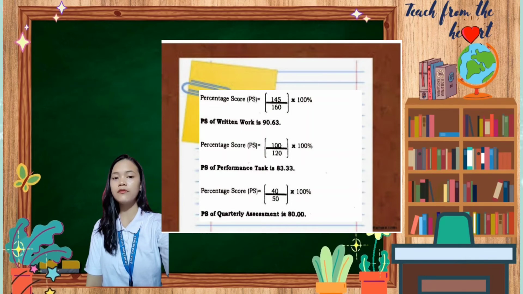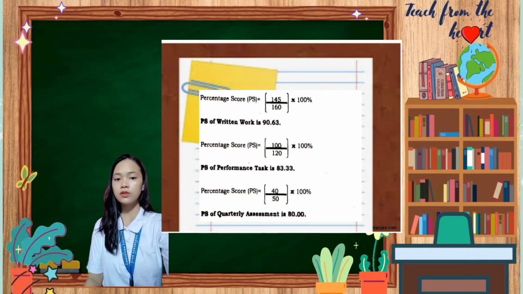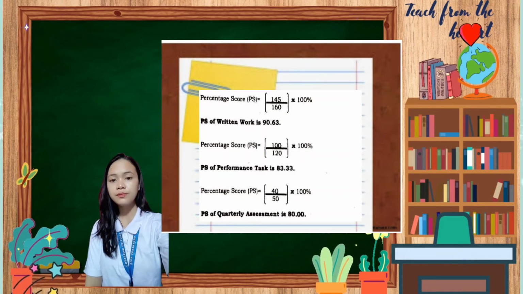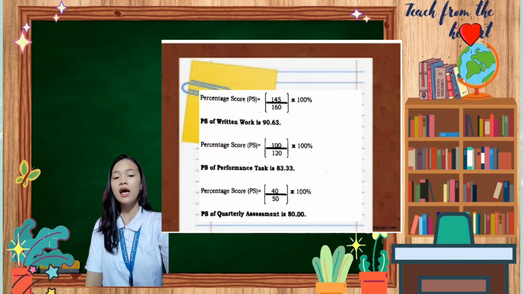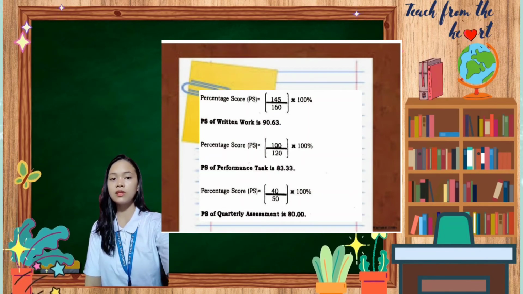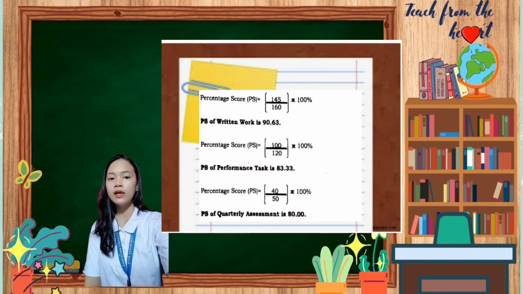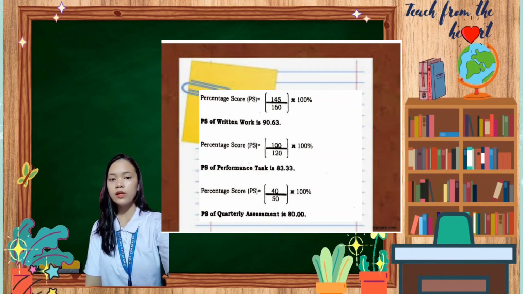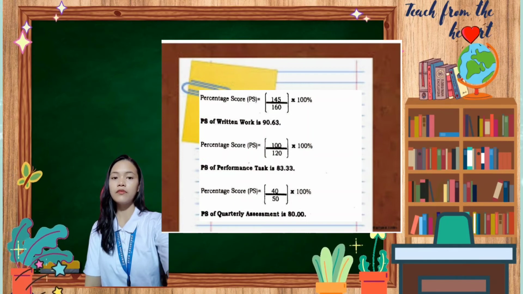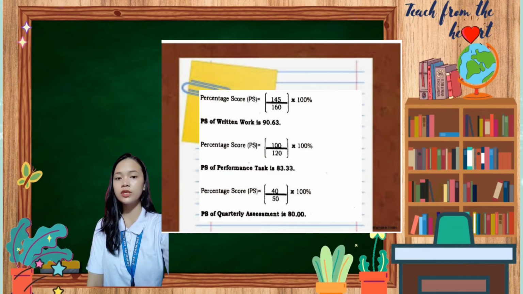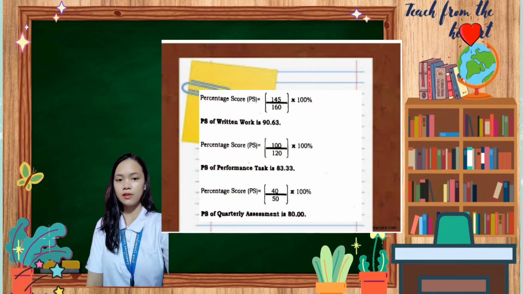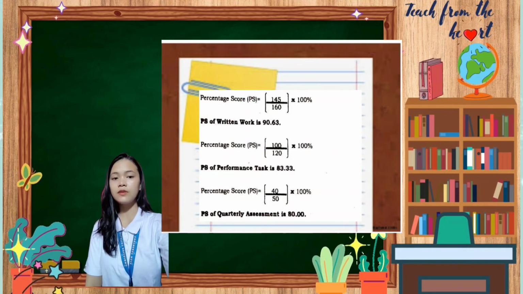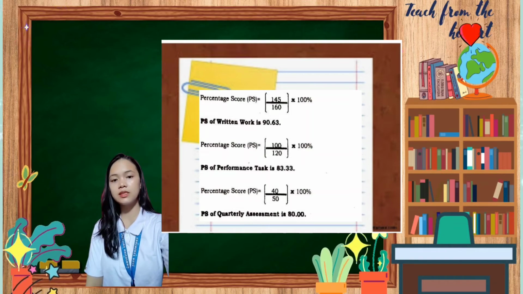So 145 over 160, percentage score of written work is 90.63. 100 over 120 of performance task is 83.33 percentage score. So 40 over 50 times 100% of quarterly assessment is 80.